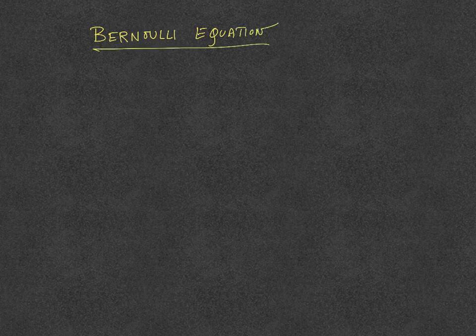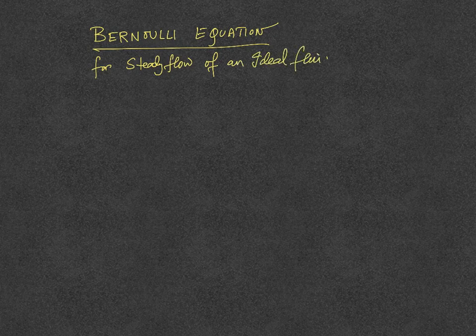So the most important equation of fluid dynamics is the Bernoulli equation. The Bernoulli equation is valid for steady flow of an ideal fluid. What is an ideal fluid? We have discussed before. It has no viscosity and its density is constant, that is, non-viscous and incompressible. If both these qualities are satisfied, then it is an ideal fluid.